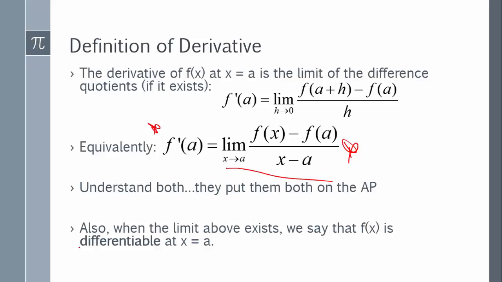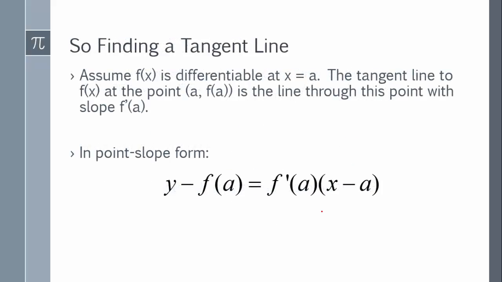Okay, another key word to look at, and we talked about it earlier in the year, and now it's coming up. When either this limit or that limit exists, we say that f of x is differentiable at the point A. In other words, you can take a derivative at that point. So that means if we're asked to find a tangent line through a point, if the function is differentiable at that point A, the tangent line is just the line that goes through a comma f of a, right here, there's your point, that has slope f prime a.